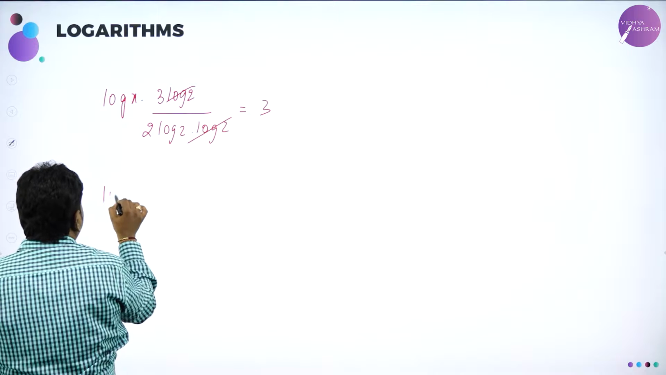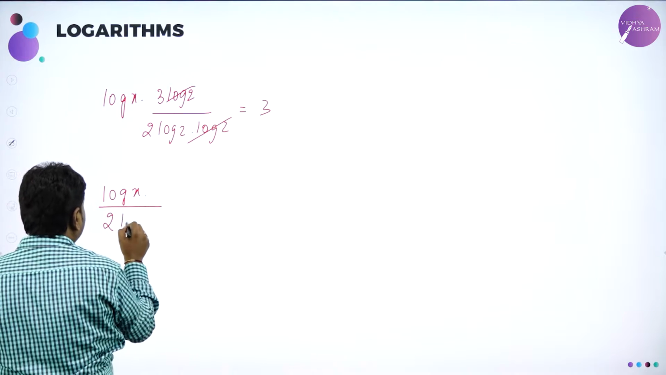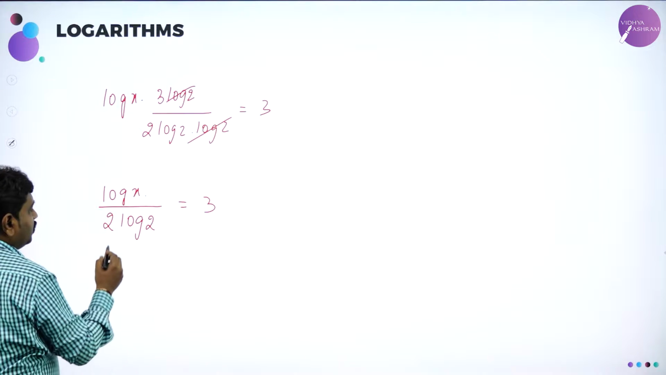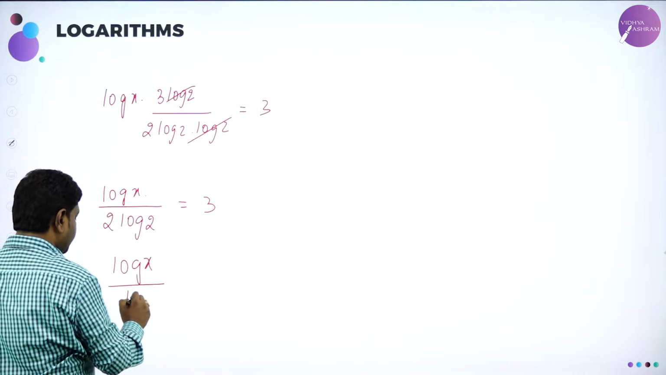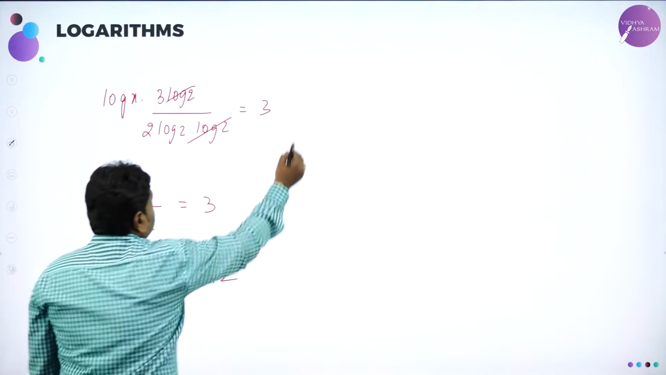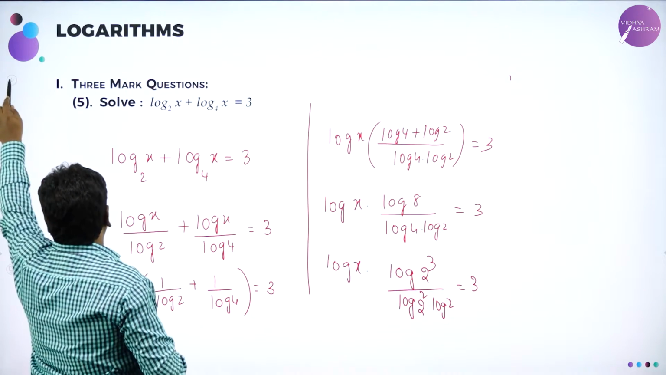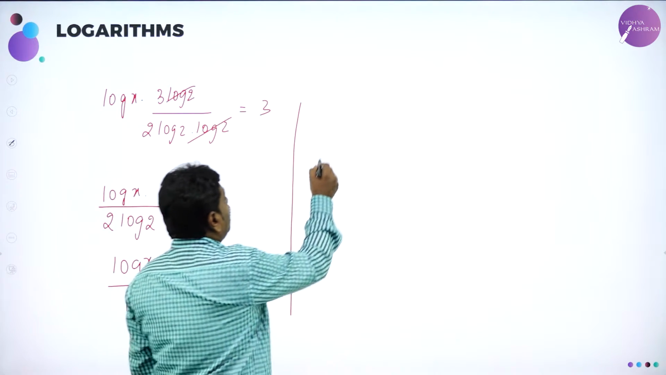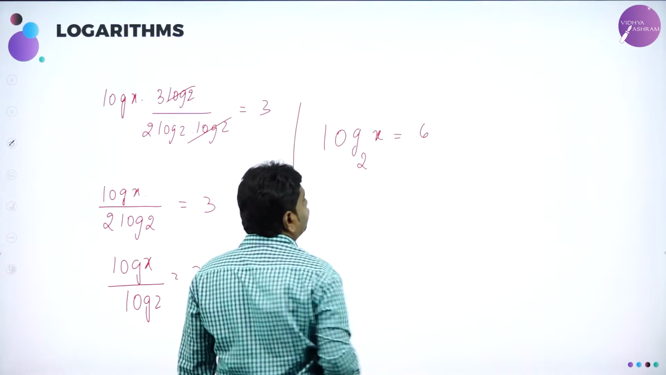So we are left out with log x by 2 log 2 is equal to 3. Again use change of base rule. 2 you transfer that side. I am left out with log x by log 2 is equal to 3 into 2. So if you observe, whatever they gave, I am writing as it is. And now change of base rule. Log x by log 2 can be written as log base 2 x is equal to 6.